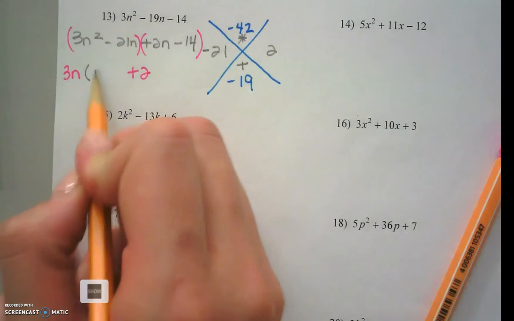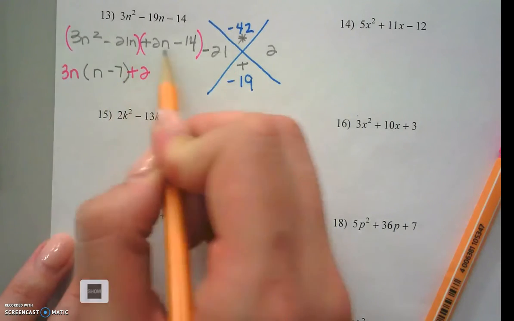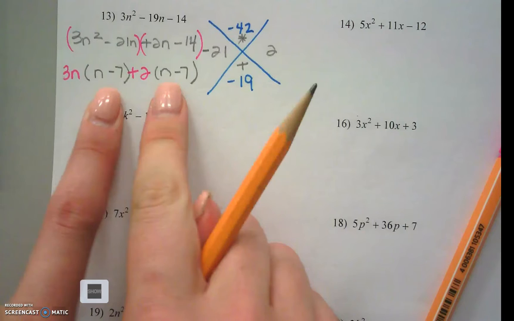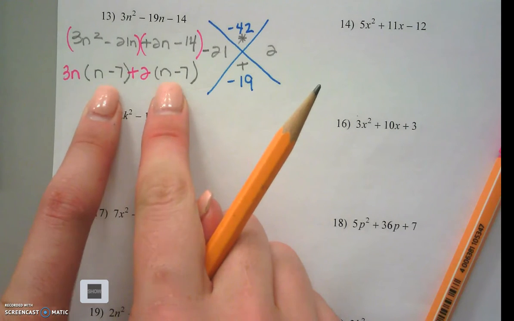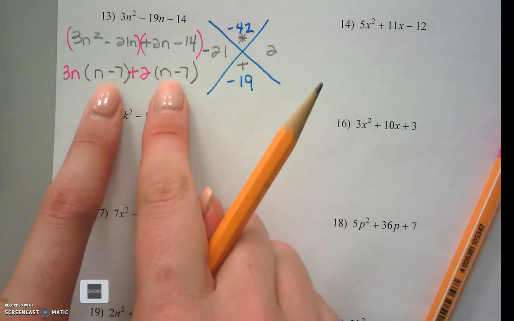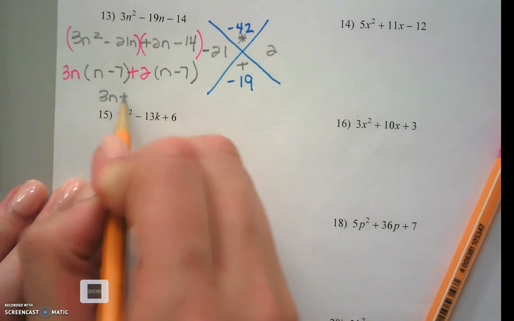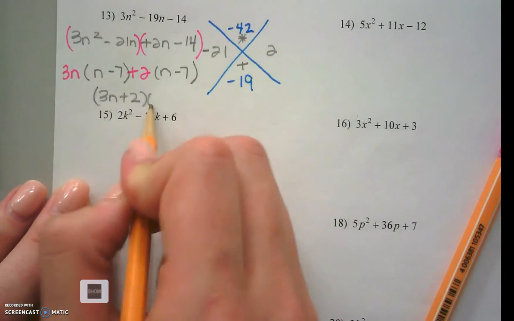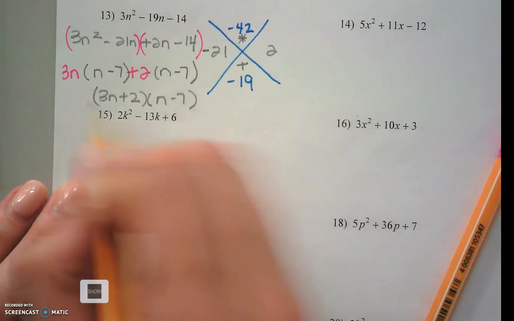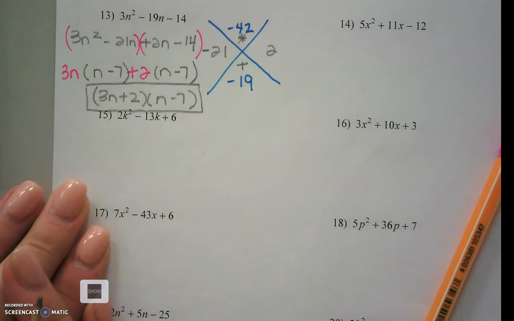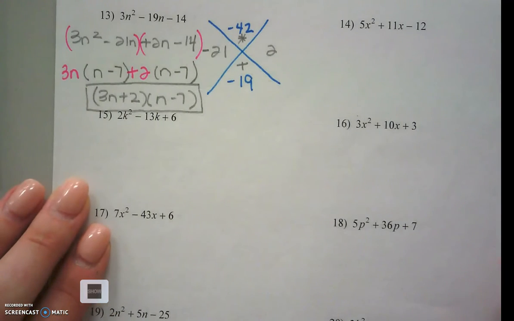So this will be n minus 7, and this will be n minus 7. Again, we know we're doing something right when these two factors match up nicely. So our final answer is 3n plus 2 times n minus 7. Okay, and that problem is completed.